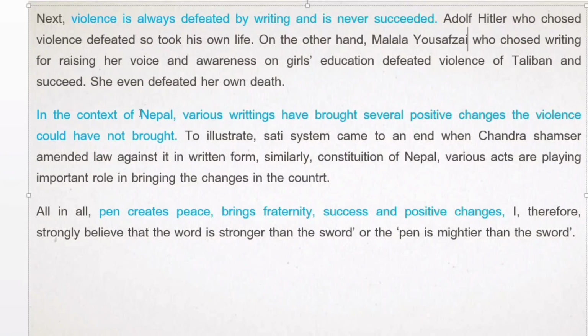In the context of Nepal, various writings have brought several positive changes that violence could not have brought. To illustrate, the Sati system came to an end when Chandra Shamsher amended the law against it in written form. Similarly, the Constitution of Nepal and various acts are playing an important role in bringing changes in the country.